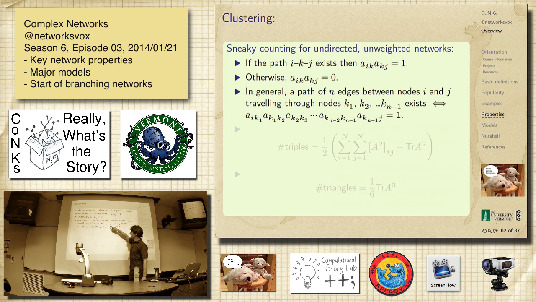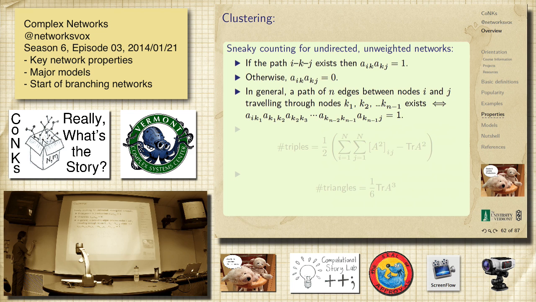In general, that has to be true if you have a path. If you travel through a bunch of nodes, from one node I to J, along a bunch of links, very specifically from node I to node K1, K1 to K2, K2 to K3, and so on, then it exists only if this product is 1. You just have to have all of those on. It's a little math way of saying it. But this is actually really one part of the product of the matrix A times the matrix A times the matrix A times the matrix A.